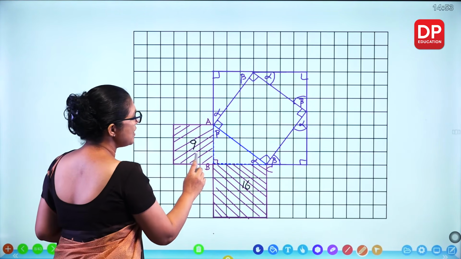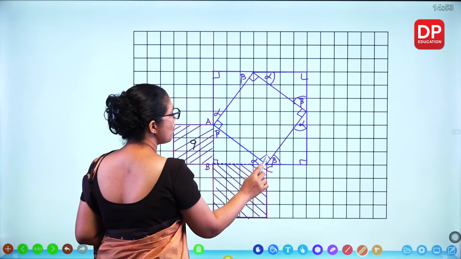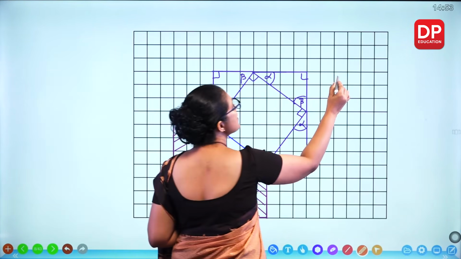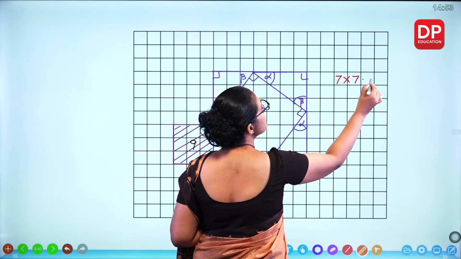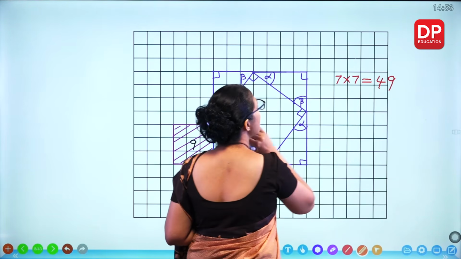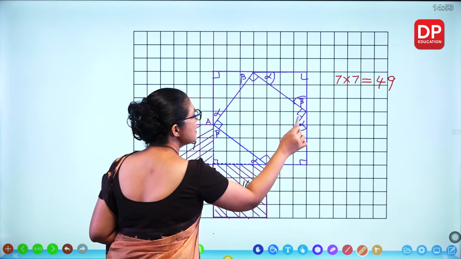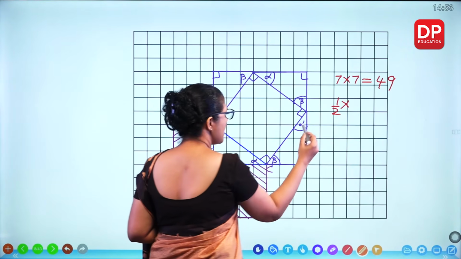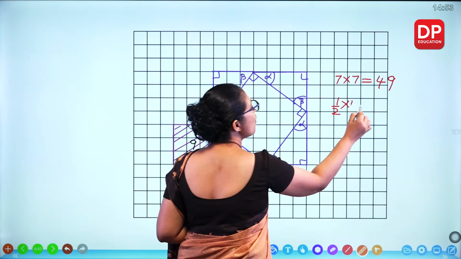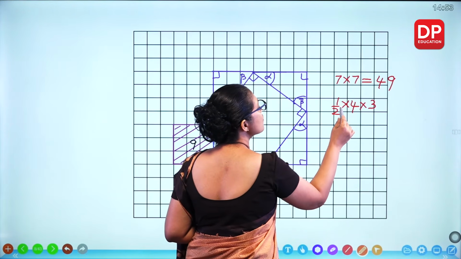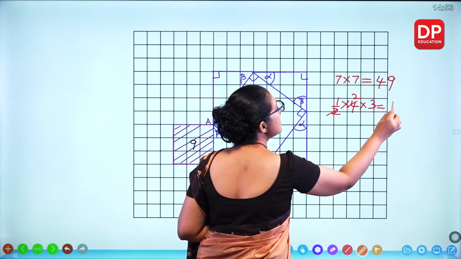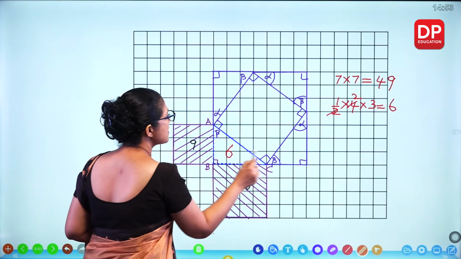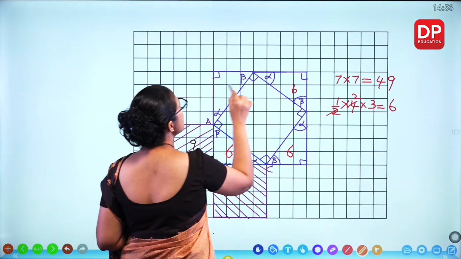Okay, we'll do it. How many squares this way? 1, 2, 3, 4, 5, 6, 7. A 7 by 7 square. So what's the area? 7 by 7, 49. Then what's the area of this one? One triangle is half times one length 4, other one 3. So 2 times 2, 2 times 3, 6. One triangle is 6. So this is 6, this is 6, 6, 6.